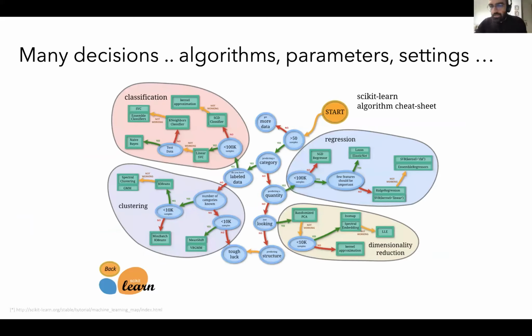And as all of you might experience when you engage with modeling or some data science process, there are lots of decisions to make. There are lots of algorithms, parameters, settings, and different aggregation levels, and all of those have an impact on what you get in the end. And here is one decision tree from the Python machine learning library scikit-learn.